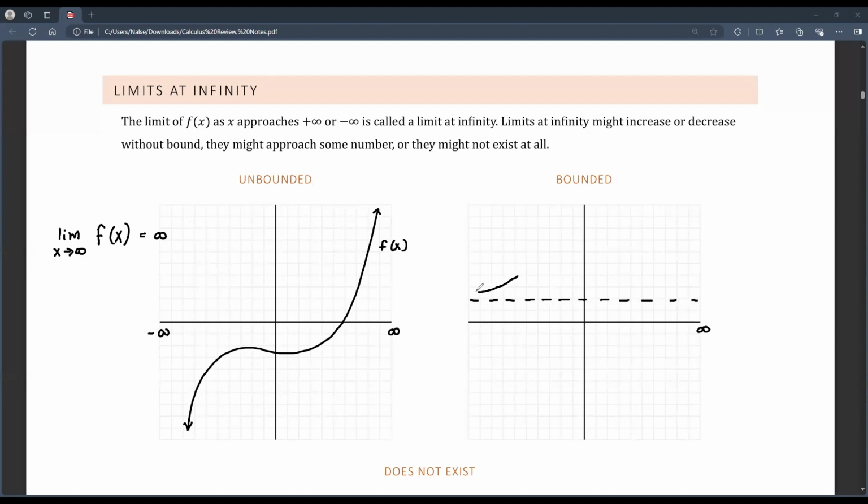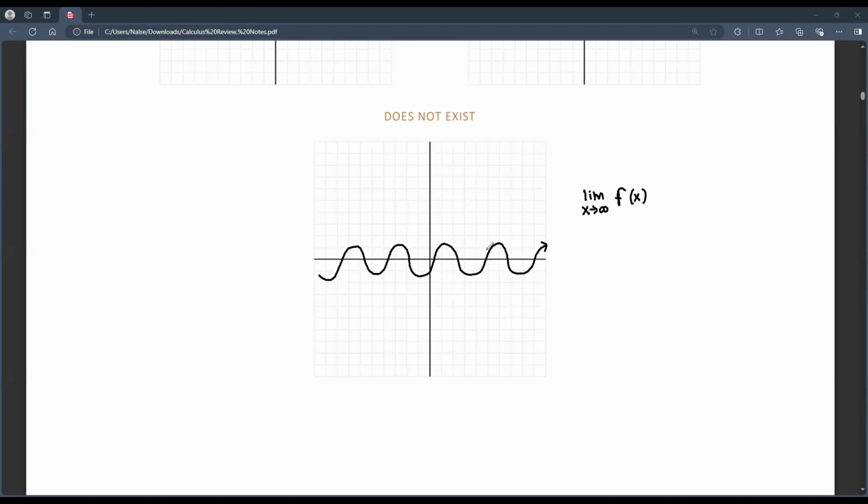We have an unbounded function on the left, a bounded function on the right, and a periodic function whose limit at infinity does not exist, below. This last case has a limit at infinity that does not exist because the function continuously goes up and down, never approaching a single value, and never headed in one direction.